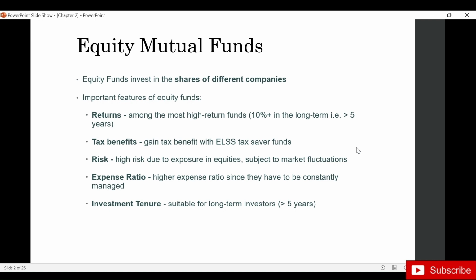Talking about the last feature, that is investment tenure. Equity mutual funds are usually suitable for long term investors who have a time horizon of greater than 5 years.